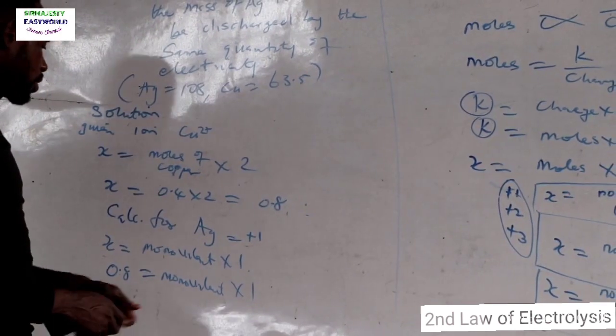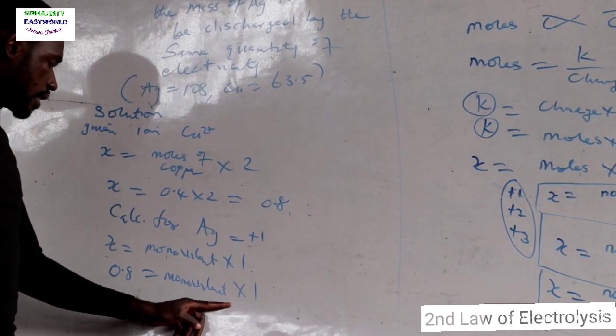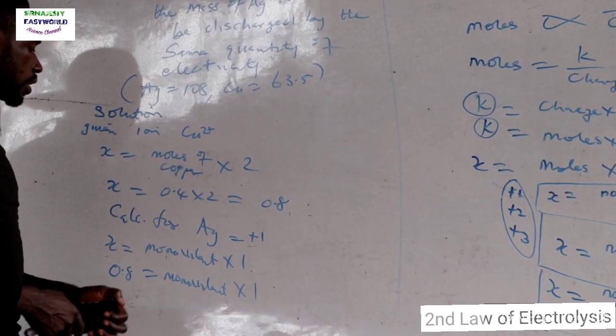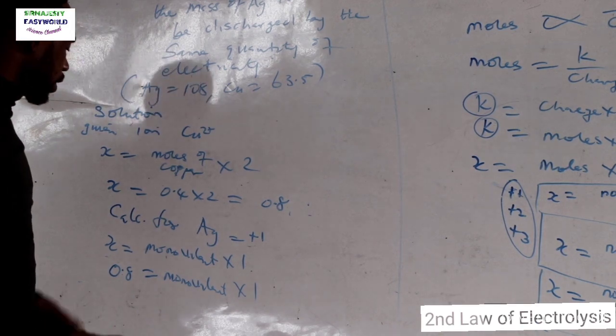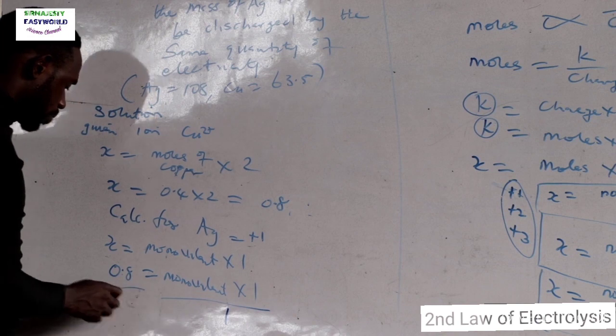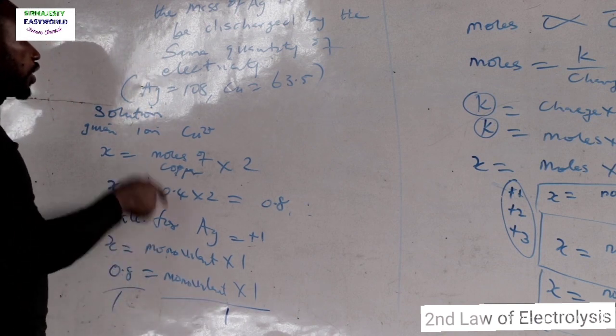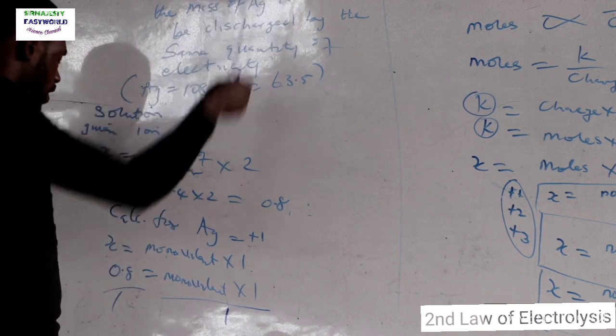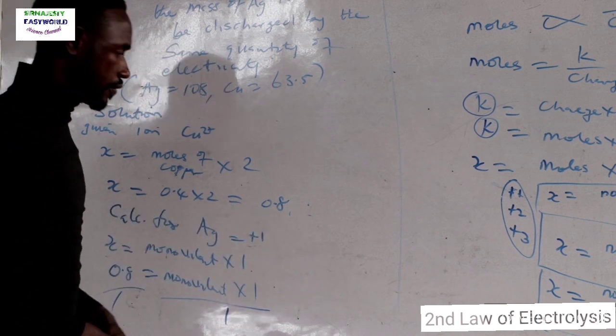So in that case, you will make the monovalent here the subject of the formula, and that will give you the correct thing. So what will it be? Divide by 1. It shows that if 0.4 moles of copper is discharged, then 0.8 moles of silver will be discharged.